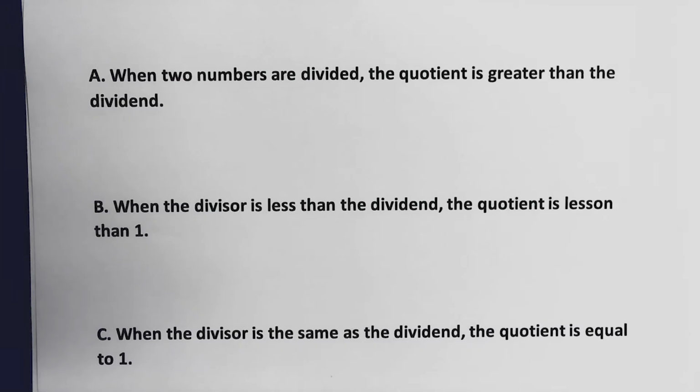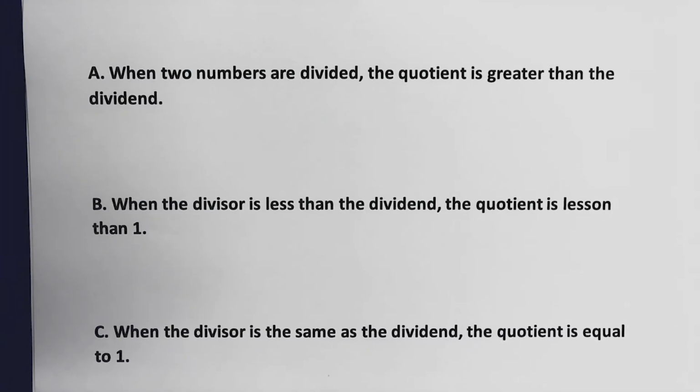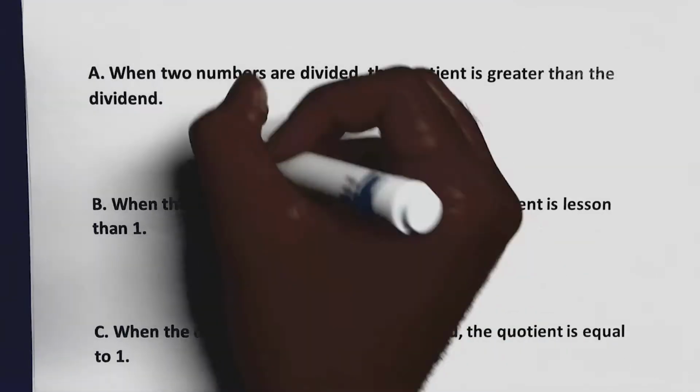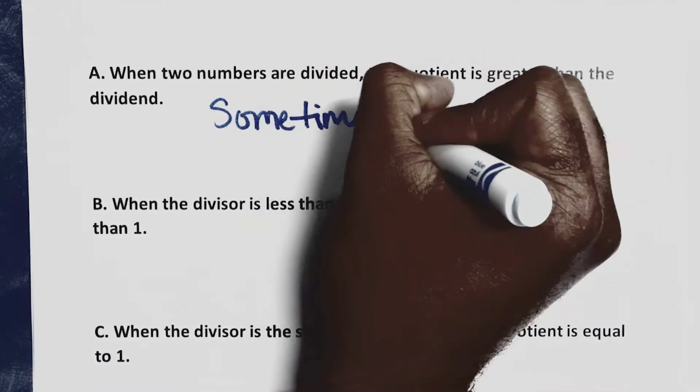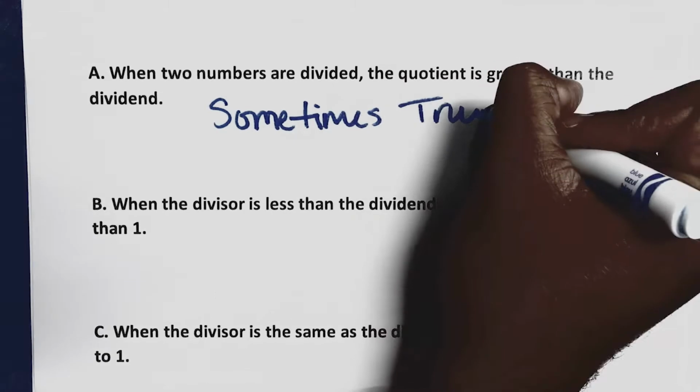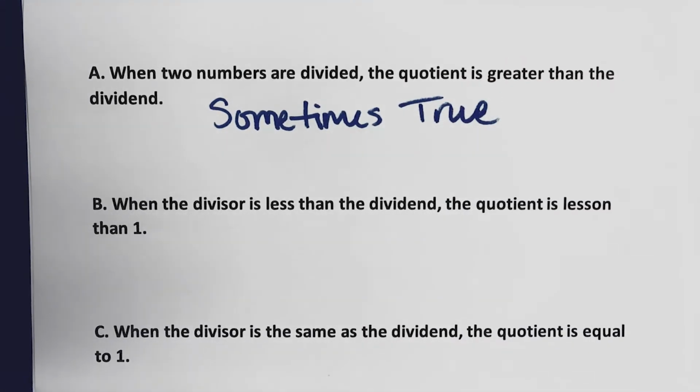Let's look at our first one. It says when two numbers are divided, the quotient is greater than the dividend. Is that always true, sometimes true, or never true? Correct. That is sometimes true, because 2 divided by a half equals 4. So when we divide a whole number by a fraction, the quotient is larger. However, in our previous example, 42 divided by 6, it gave me 7. So 7 is not greater than 42. So it's sometimes true.